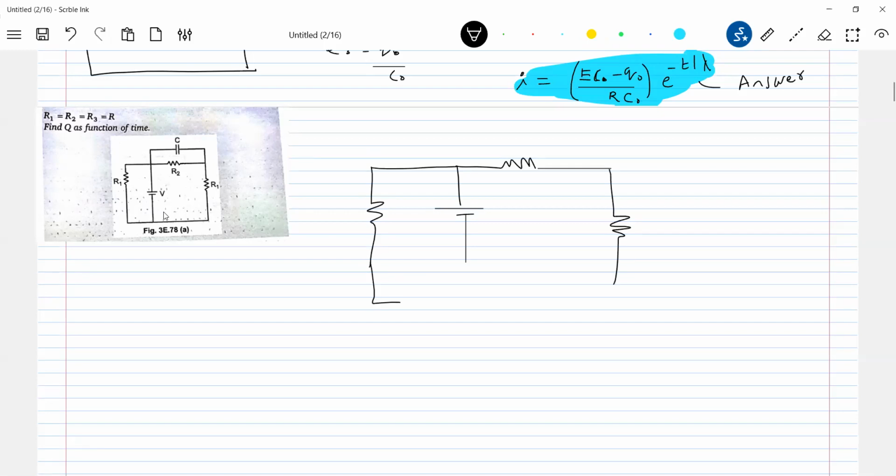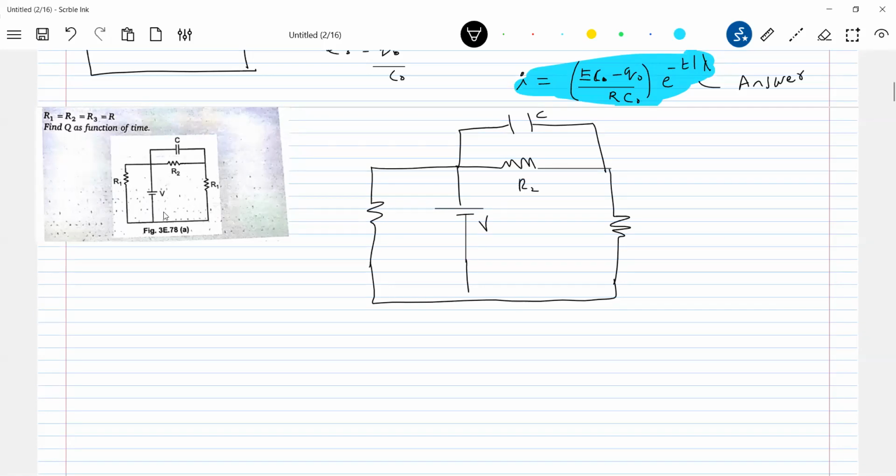I'll give some formulas for you, another alternative method. We know the charge will increase exponentially. So find the steady state charge and calculate the time constant, and directly you can write the expression for charge.